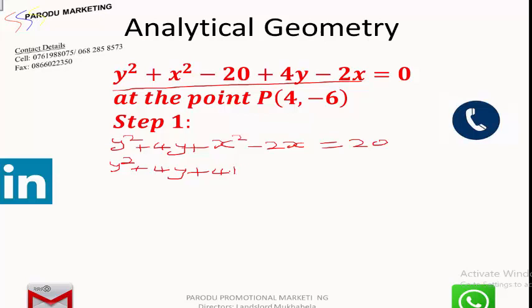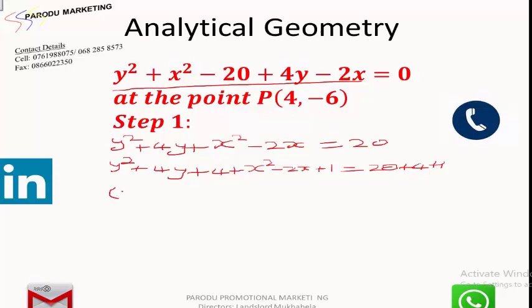Now for the x, we have x squared minus 2x. So here the constant will be positive 1, and then you have your 20. What I do on the left I do on the right, so I'm adding the other constants that I added on the left: plus 4 plus 1. I will then have to rearrange this and put it in the form of a circle.